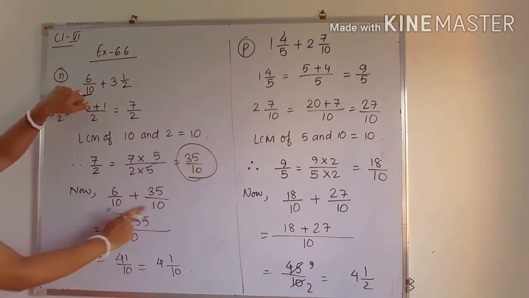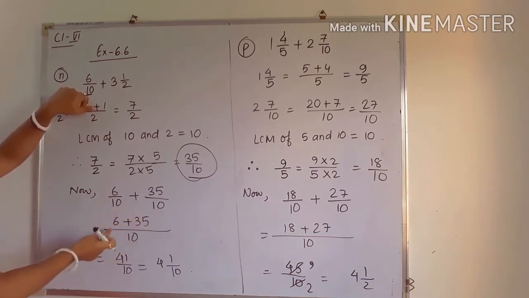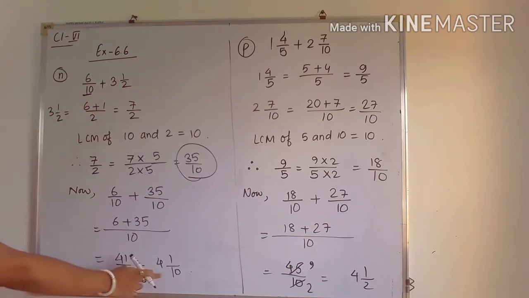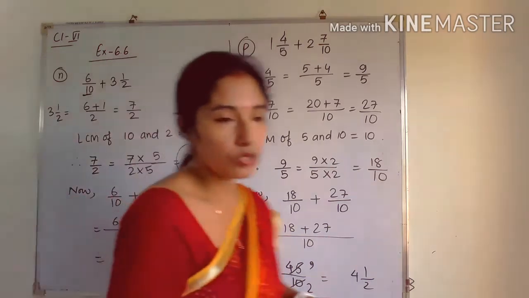So see, the denominators are the same, we can easily add the numerators. So 6 plus 35 is 41. So 41 by 10, after converting into a mixed fraction, it will become 4 1 by 10. Okay. Come to the next question.